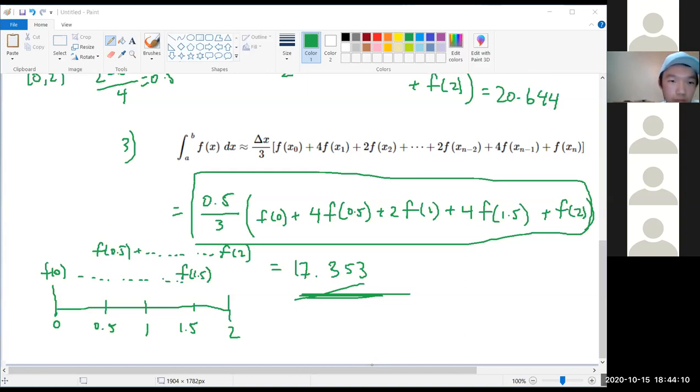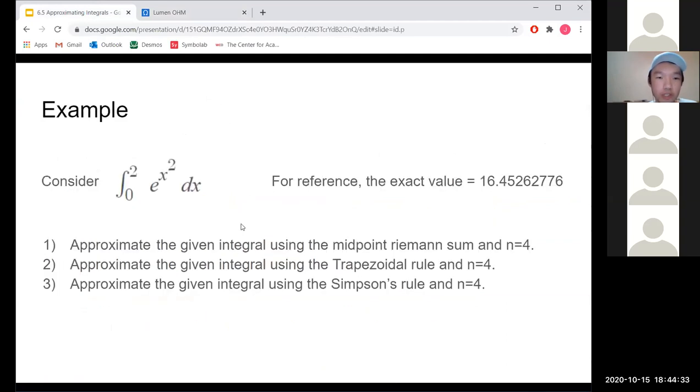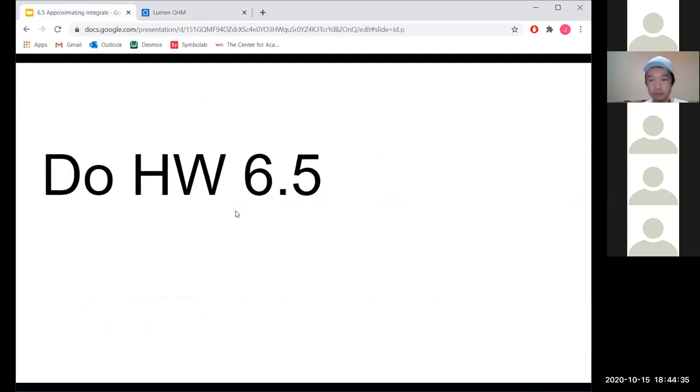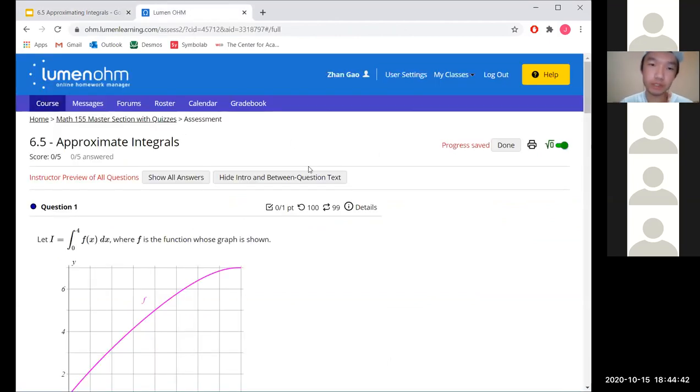Left, right, trapezoid, midpoint, Simpson's rule, Simpson's rule, Simpson's rule. Okay, so there's only 5 questions. If there are no further questions, then that's all we have for today. On your free time, please try homework 6.5, which is really short.